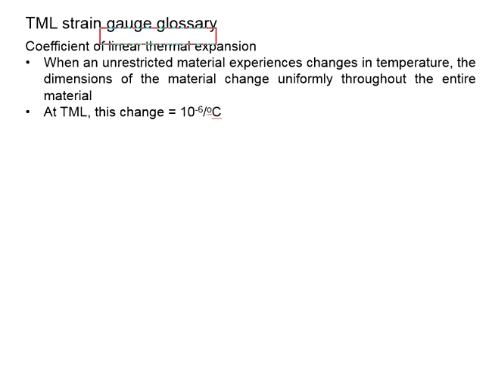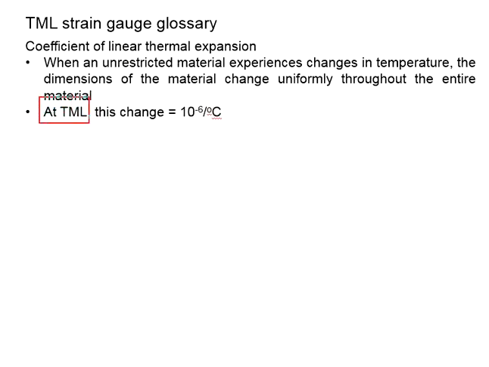First, you need to know the meaning of linear thermal expansion. When a material is subjected to temperature, this leads to changes in dimension. The higher the temperature, the bigger the size, while the lower the temperature, the smaller the size. Now, an unrestricted material, when subjected to a change of temperature, changes dimensions uniformly throughout the entire material. This is especially applicable for strain gauge, as it is composed of a thin layer of sensitive element.